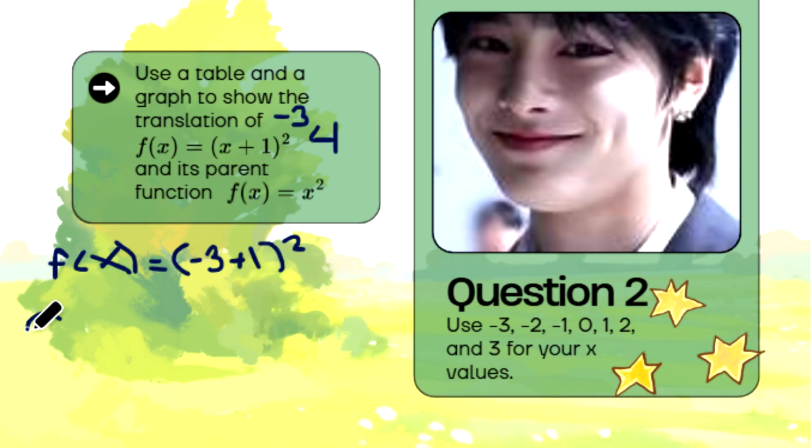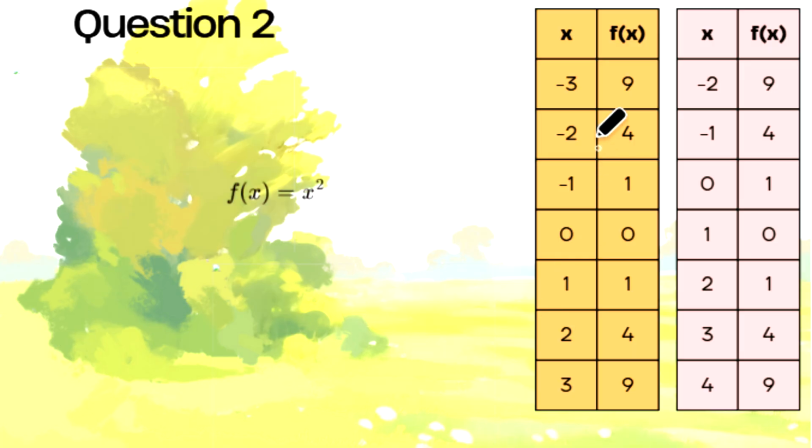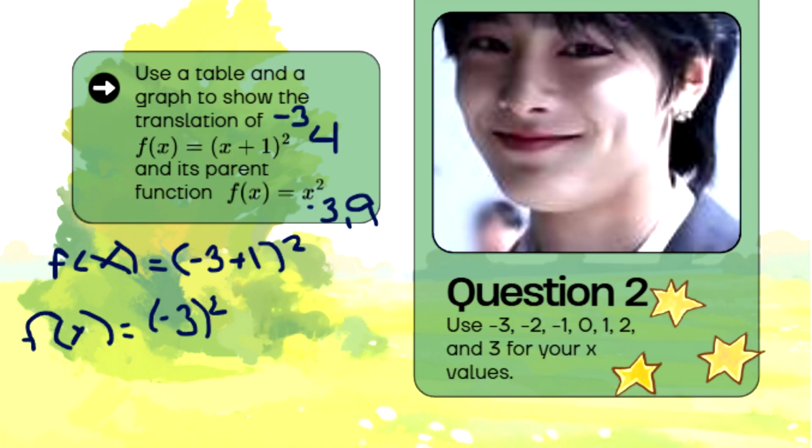For this one, it's f of x is equal to x squared, which is negative 3 squared. Negative 3 times negative 3 becomes positive 9. So this one would be negative 3 and 9. And here's what those look like. Negative 3, 9.